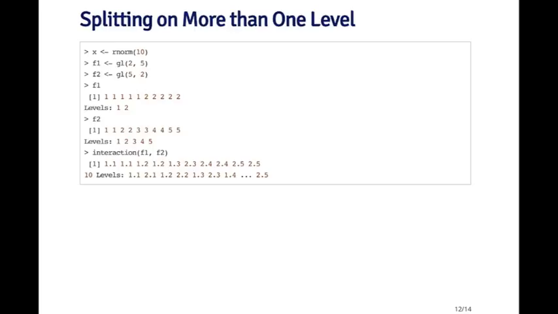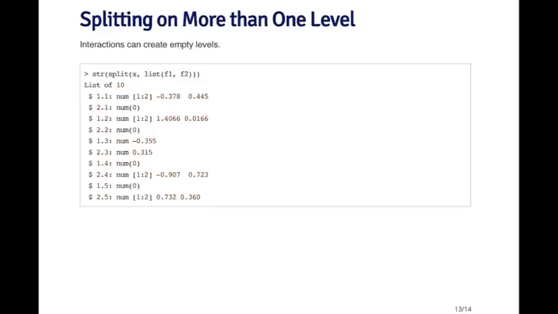So I can use the interaction function to combine all the levels of the first one with all the levels of the second one. Because there are 2 levels in the first factor and 5 levels in the second factor, there's a total of 10 different levels when you combine the 2 together. So when I call the interaction function, I get another factor that concatenates the levels of one with the other, and you can see that it prints out that there's a total of 10 levels. Okay.